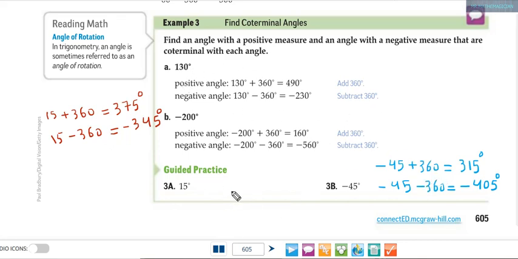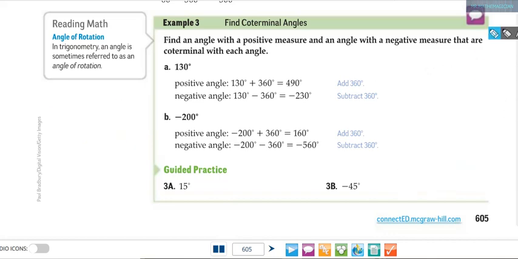Sometimes we only ask for one. Just find the positive, so add. Just find the negative, subtract, and so on. Now this was example 3. Moving on.